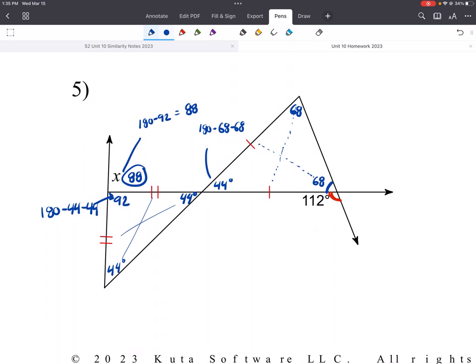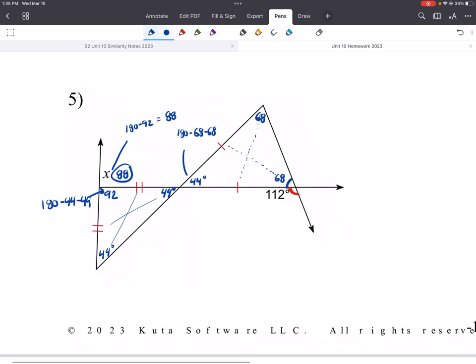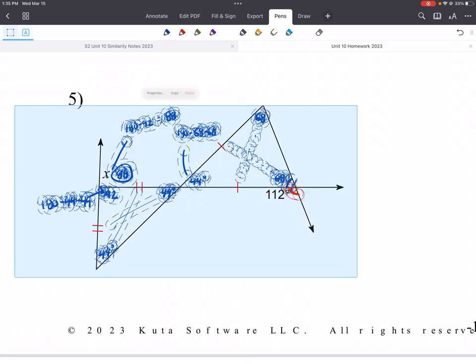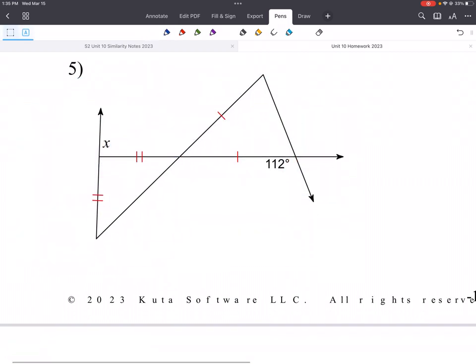Okay, it's kind of like a little puzzle. Some of the students say it's like Sudoku. Okay, if that's helpful, great. If not, come and talk to me.